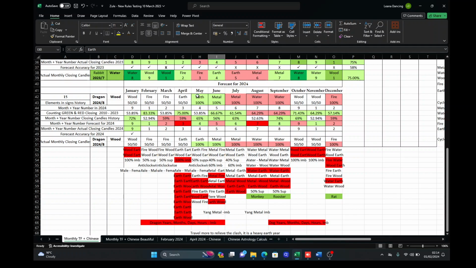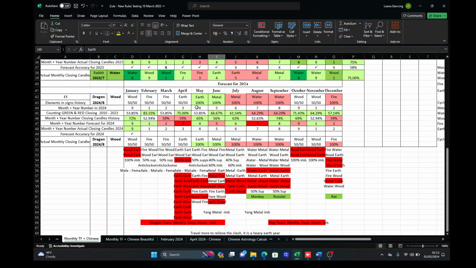So the earth element remains in May, but because May is the month of the snake, this is the dragon, right? This is the snake. Because the snake is a female element of earth, yin, it will be way more compatible with those two yang elements in the 2024 year, which are wood and the dragon earth.